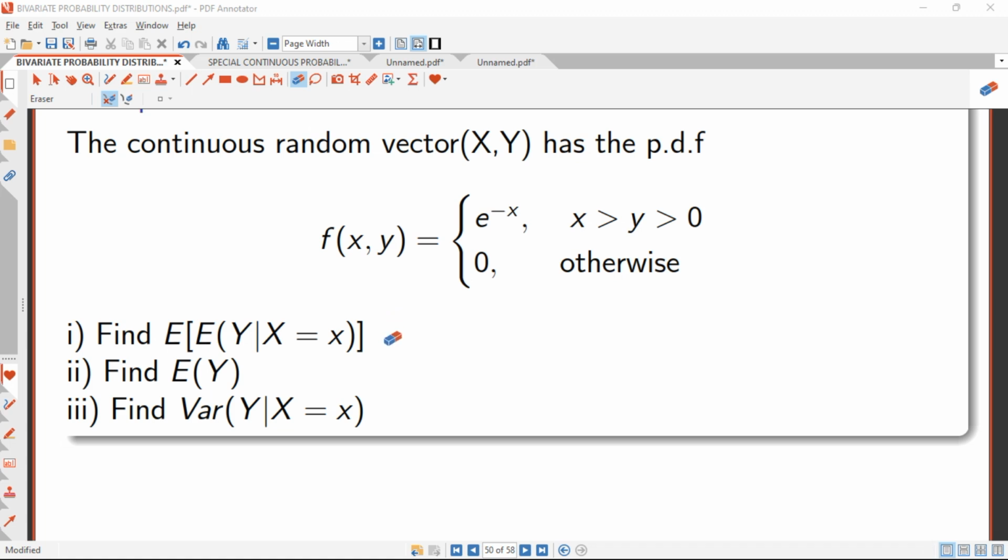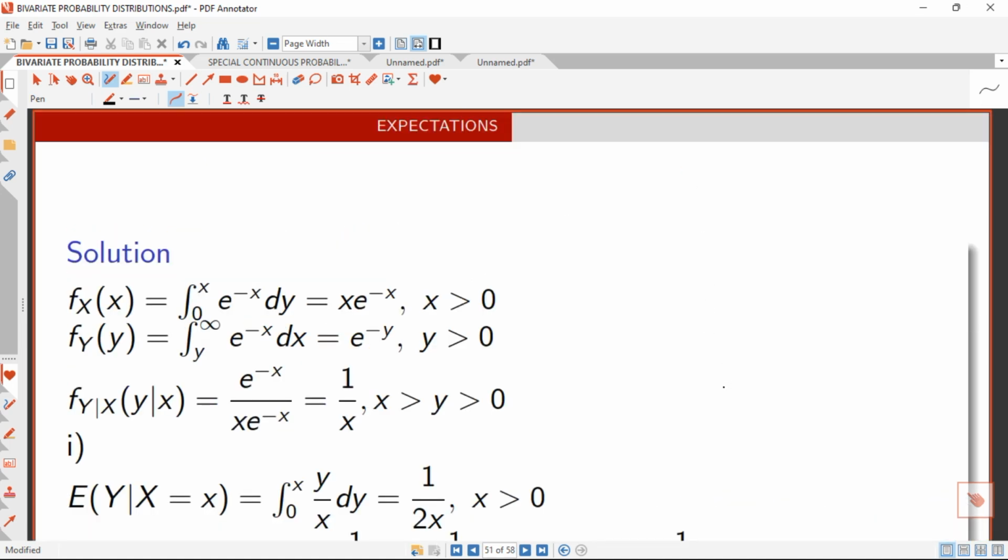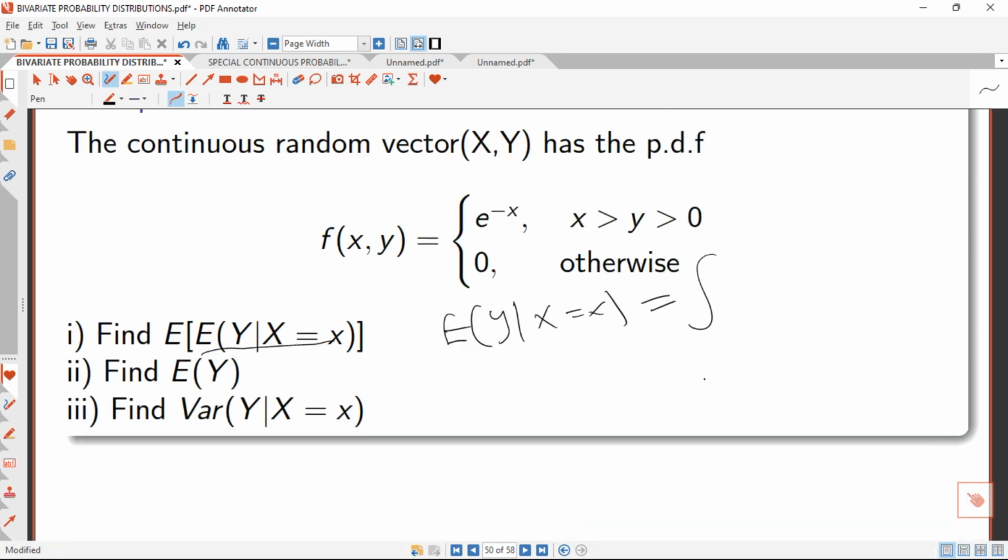First, for this particular question, we have to work out the conditional expectation of y given x equals small x. Once we get the result for that, we take the expectation of the result. To find the conditional expectation of y given x, it is supposed to be equal to an integral, as we all know. We are going to take our integral from 0 to x.